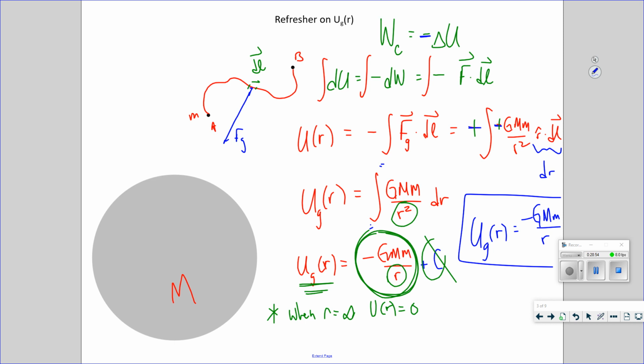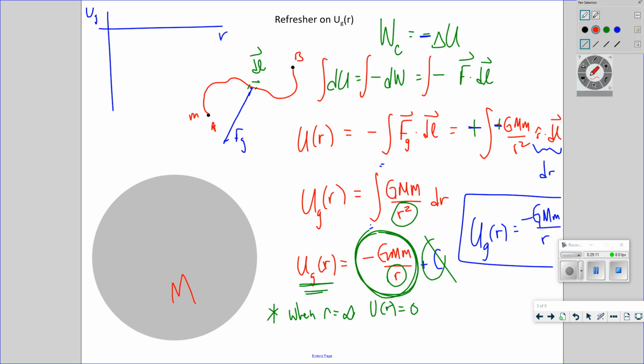That negative doesn't mean inward. It's not a vector. Gravitational potential energy is not a vector, it's a scalar. The negative means it's negative. And what that means is gravitational potential energy, UG, as a function of r, is a negative inverse curve, which means it looks like that.